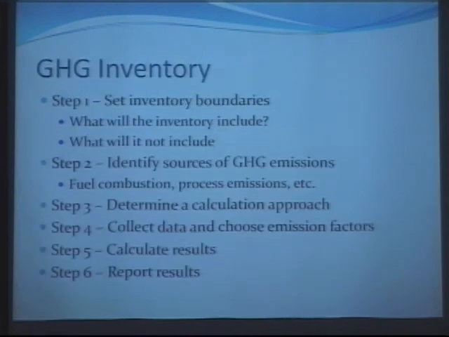So if you're going to do a greenhouse gas inventory, there are 6 basic steps. One is to set your boundaries. What will the inventory include? What will it not include? Then, identify within your boundaries what your sources of greenhouse gas emissions are: fuel combustion, process emissions, transportation. Then you need to determine your approach to calculating your greenhouse gas emissions.